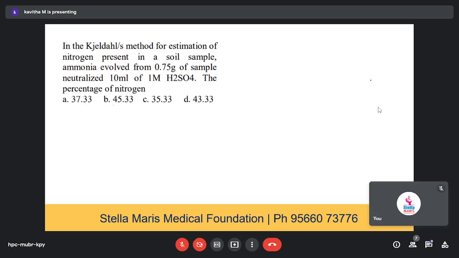So what's the formula? 1.4 into M into... 1.4, ma'am. Yes, 1.4 into M into 2 into V minus V1 by 2, divided by M. So what will be the answer?